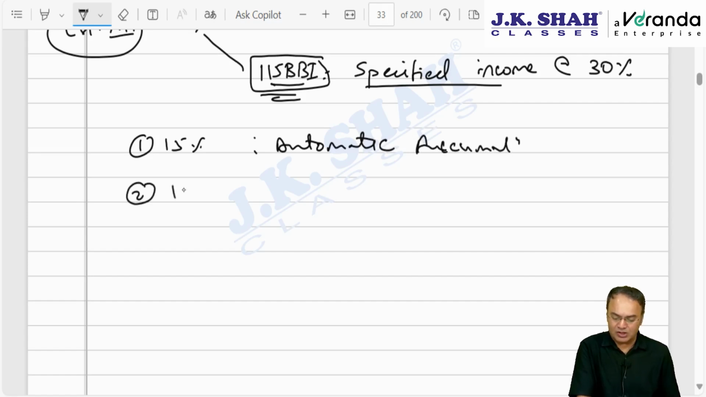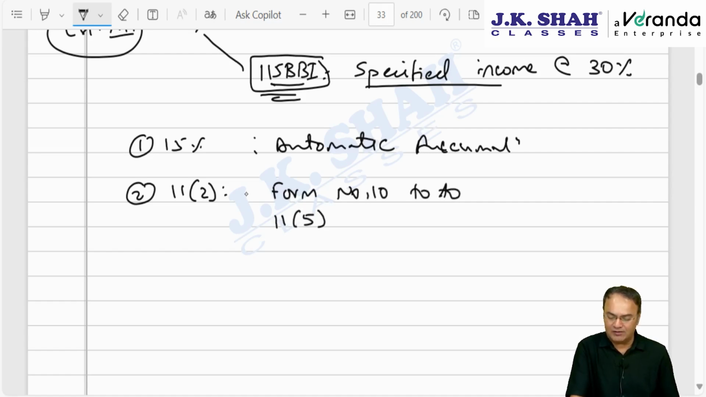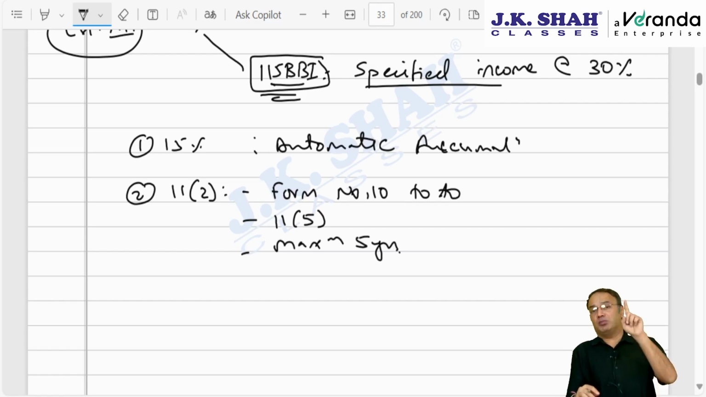And the second is accumulation under section 11 subsection 2 by furnishing Form number 10 to the AO and by investing it in specified modes of investment given in 11 subsection 5. Maximum 5 years it can be accumulated for. 3 things to be informed to the AO: purpose, which should be one of the approved objects, the amount which you are accumulating, and the time period, which shall not exceed 5 years. You can accumulate and inform the AO that we will spend it in 1 year, 2 year, 3 year, 4 year, maximum 5 year. However, time lost due to stay order of any court shall be excluded in between.